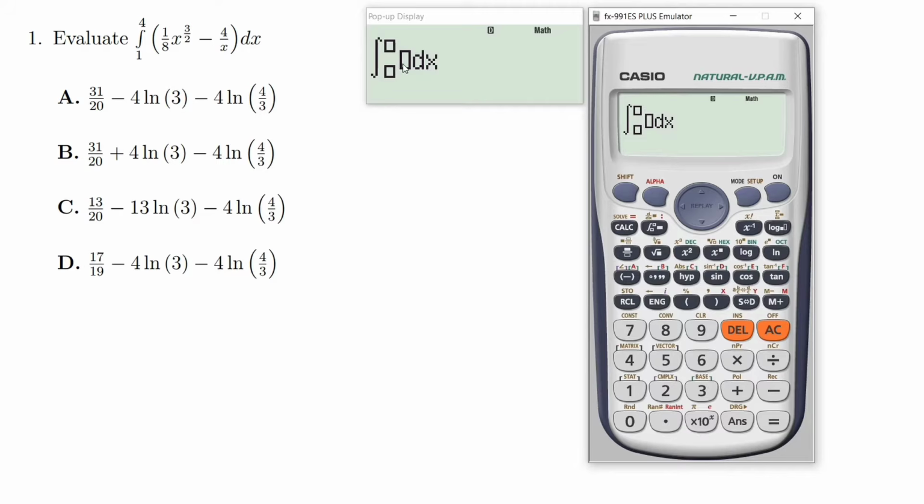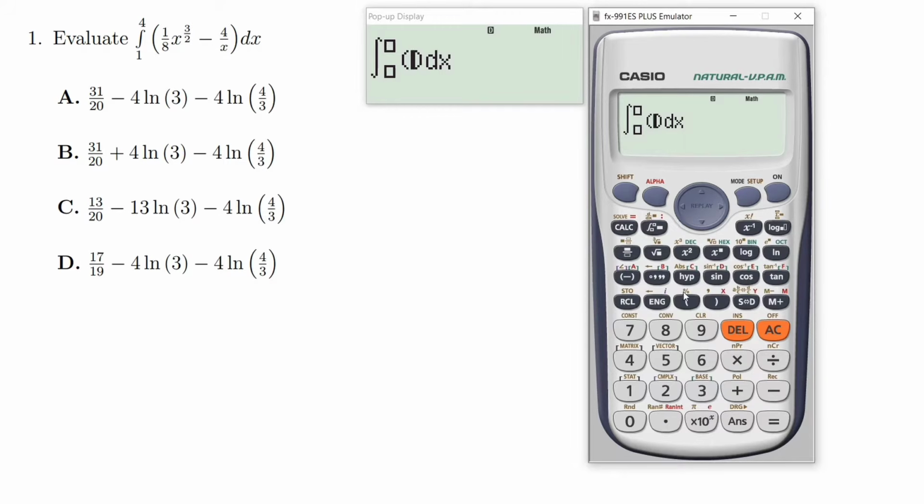Now here it is asking us to enter the integrand of the integral. The integrand here is x raised to power 3 over 2, all divided by 8 minus 4 over x. For us to do that, I always advise students to open and close a bracket anytime you are inputting the integrand. So let's open a bracket and close a bracket, so I can navigate directly into the middle of the box here.